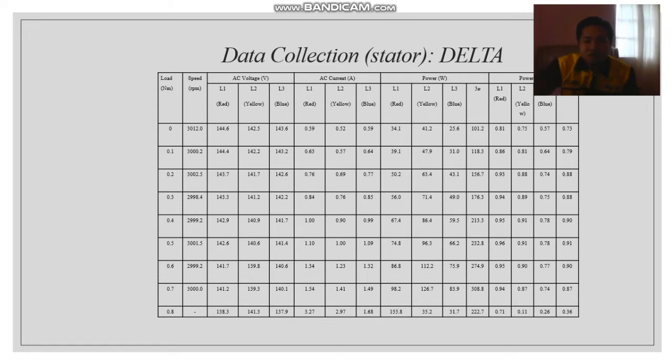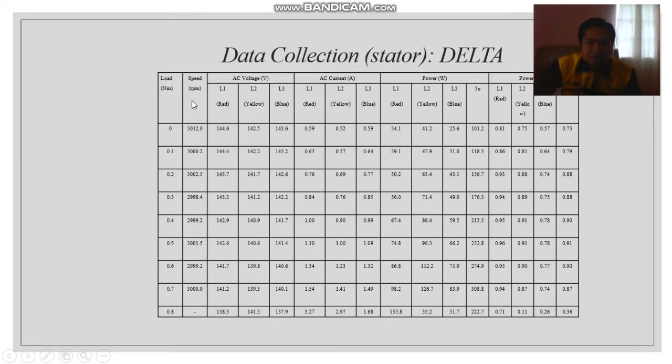And in this part of this video, I'll be talking about the data collected for the 3-phase synchronous motor in delta connection. So right here we have table 5.4, which is the data collected for the stator part of our motor. So right here we have our load. This is our speed of the motor. This is our AC voltage, AC current, our power, and our power factor.